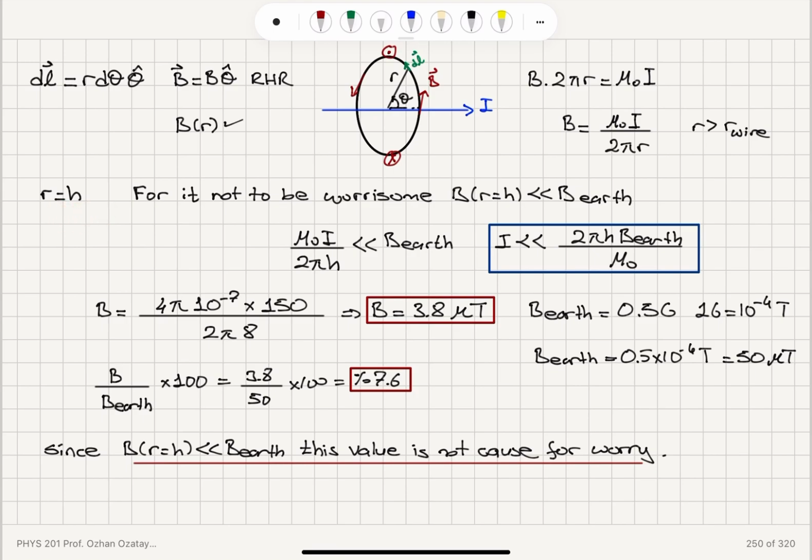When r is equal to h, this tells me that the current should be much less than 2 pi h times the magnetic field of the Earth divided by mu0 for it not to be worrisome. When I calculate the magnetic field generated by a 150 amps transmission line at a distance of 8 meters from the ground, I find 3.8 microtesla, which is much less than 50 microtesla, the magnetic field of the Earth. Therefore, this value is okay for health.